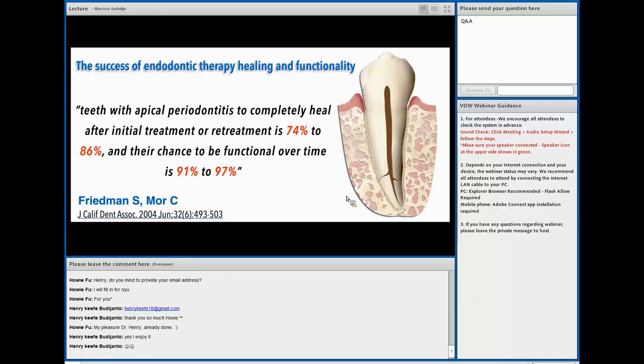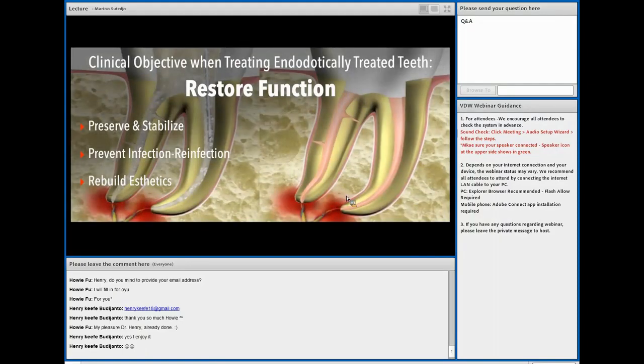Friedman in 2004 reported that the chance for teeth with apical periodontitis to completely heal after initial treatment or retreatment is 74 to 86%, and their chance to be functional over 10 years is 91 to 97%. And this can be completely achieved if we also apply a correct restoration.